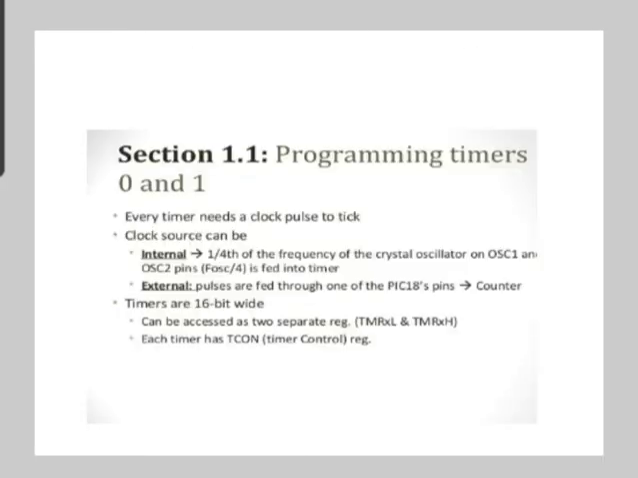So first is programming timers 0 and 1. Every timer needs a clock pulse to tick. The clock source can be internal or external. One-fourth of the frequency of the crystal oscillator on oscillator 1 and 2 pins is fed into the timer, and external pulses are fed through one of the PIC 18 pins to the counter. The timers are 16-bit wide, and they can be accessed as two separate registers. Each timer has TCON, that is the timer control register.